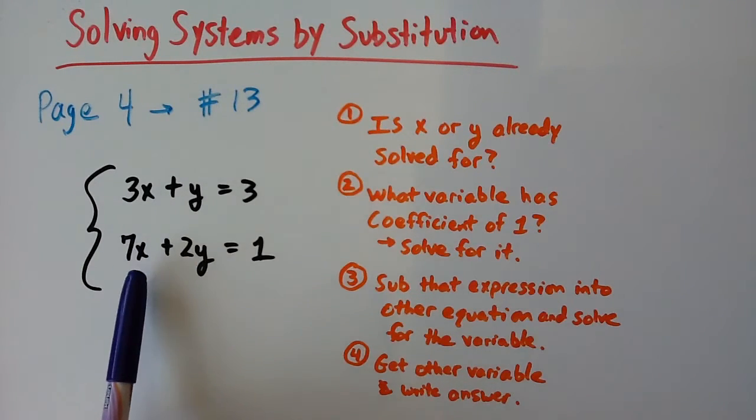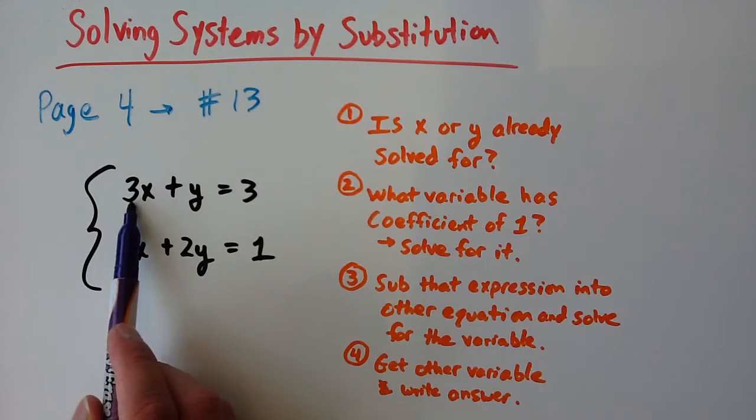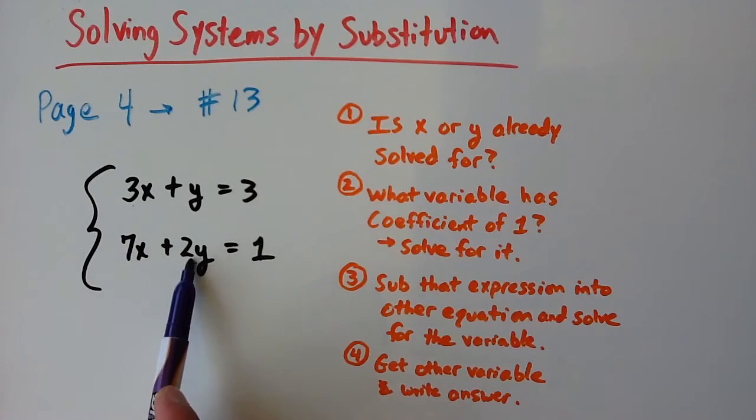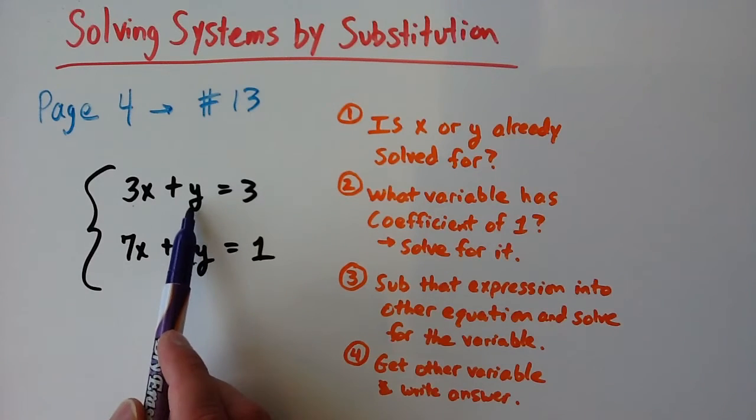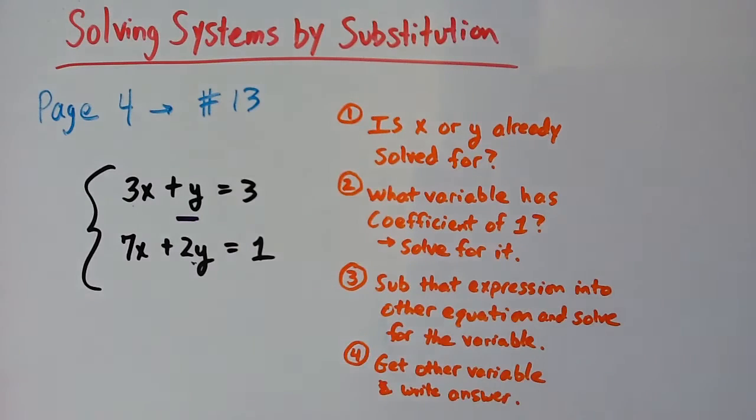x and y are on the same side in both of the equations, so x or y is not already solved for. And so the second question I should ask myself is, which variable has a coefficient of 1? Remember, the coefficient is the number in front of the letter. Here the coefficient's 3, here the coefficient's 7, here the coefficient's 2, and here I don't see a coefficient, and so it is 1. So this variable, y, in that equation has a coefficient of 1, and so I want to solve for that one.